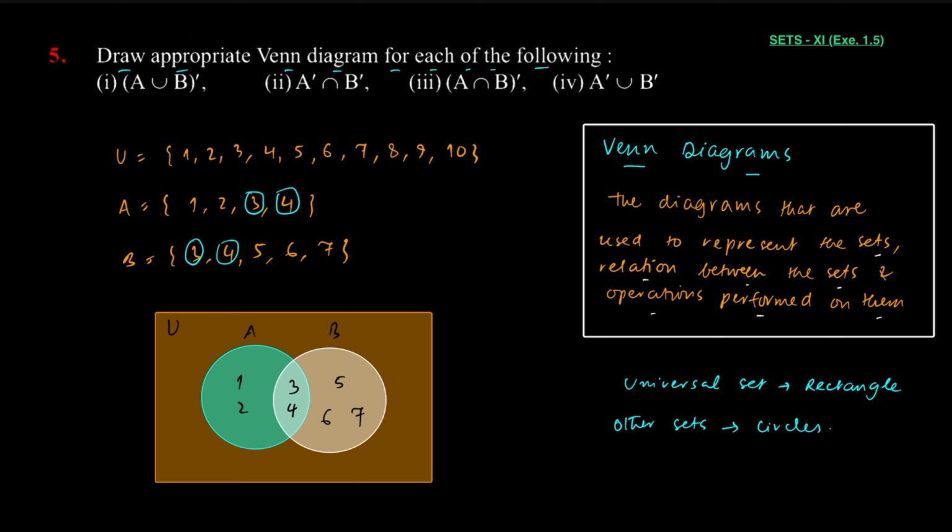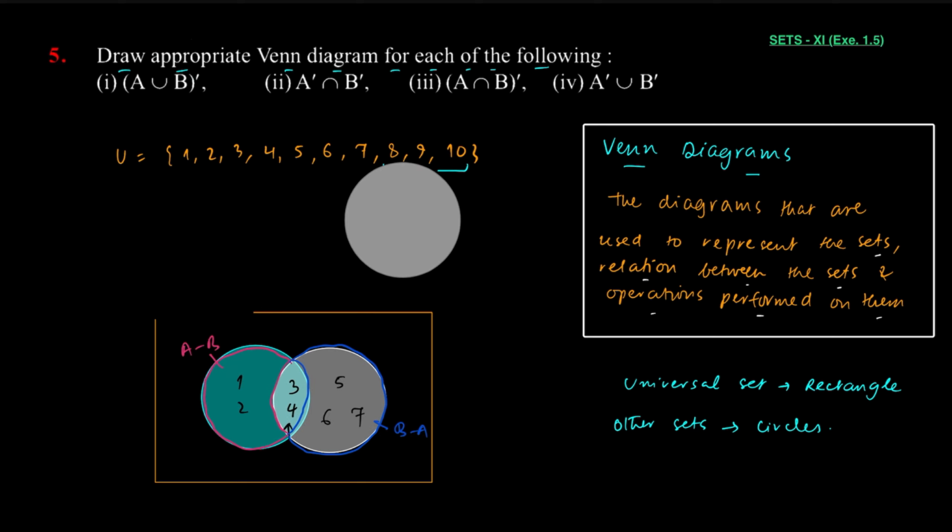The remaining elements of universal set, that is 8, 9 and 10, they will be marked in the region other than the region of A, B and A intersection B. Or we can say A union B. That is, they will be marked somewhere here 8, 9 and here 10. So here this very region represents A intersection B. This region represents A minus B, while this region represents B minus A.